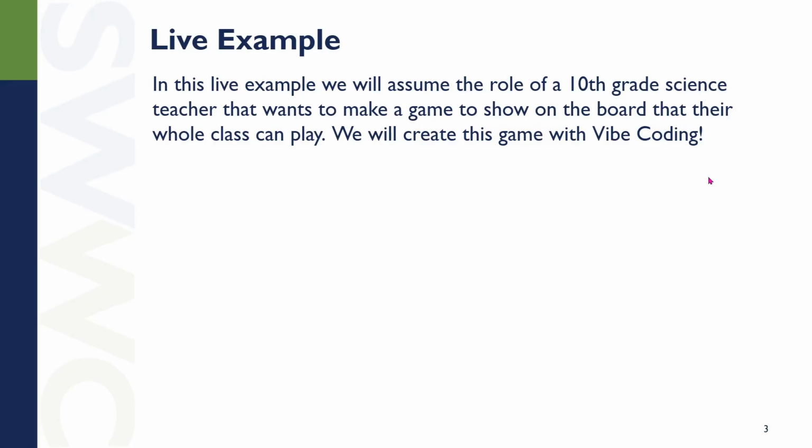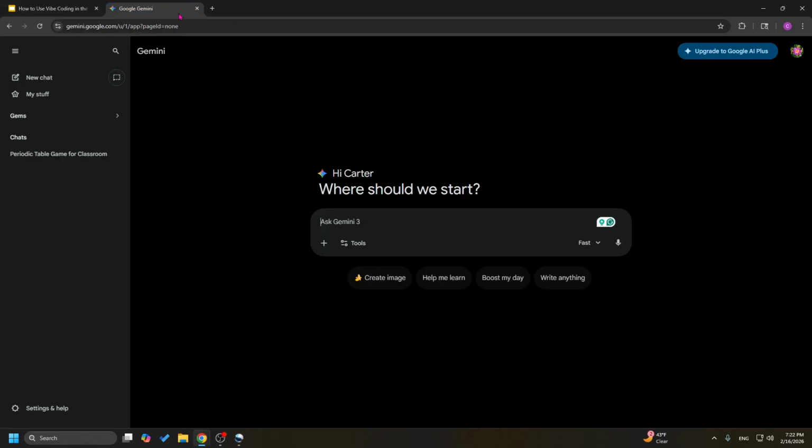We'll assume the role of a 10th grade science teacher that wants to make a game to show on the board for their whole class to play. So, I'm a science teacher, I go to Gemini, and I want to make a cool game that I can show on the board for the class to play. So what do I do?